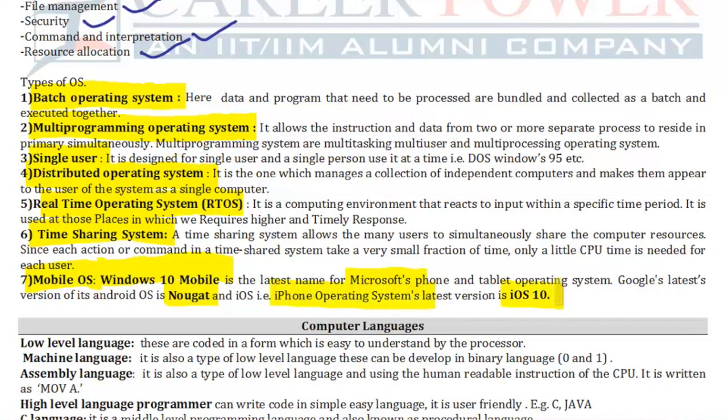So friends, let us revise what all are the types of OS that we have studied, that is batch processing operating system, multi-programming, single user, distributed, real time, time sharing, and then there was mobile OS. So these were all about the operating system and computer software. Now let us have a look at computer language.